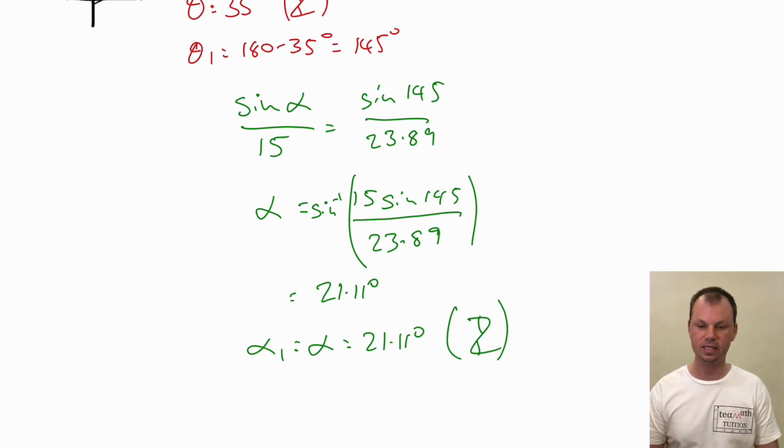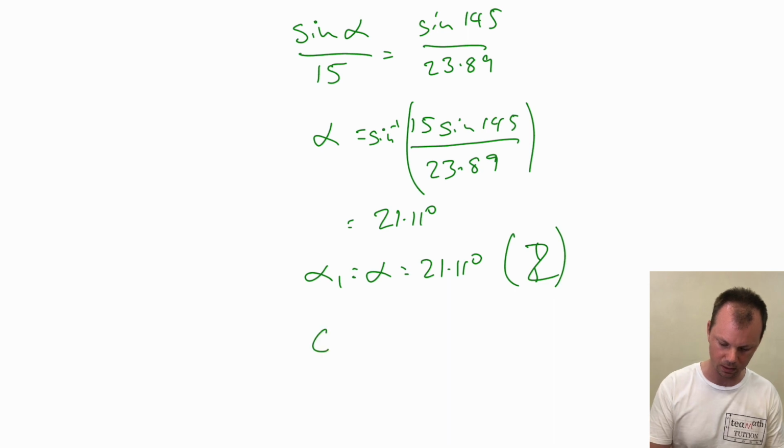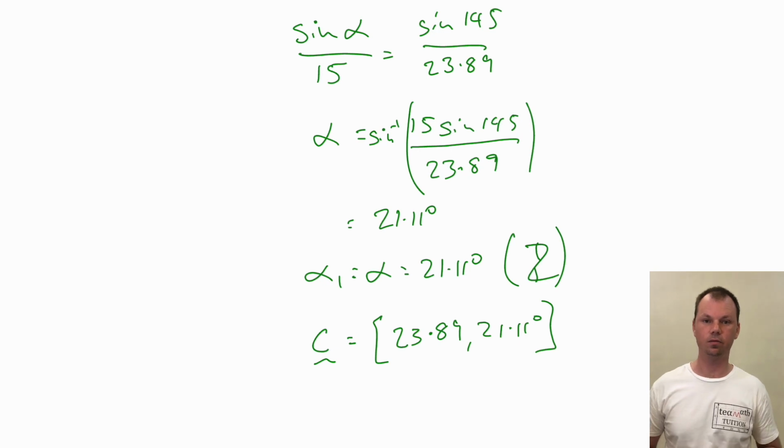So when we want to state what our final vector is, C, we can say C equals 23.89. And we've got our final vector in polar form.